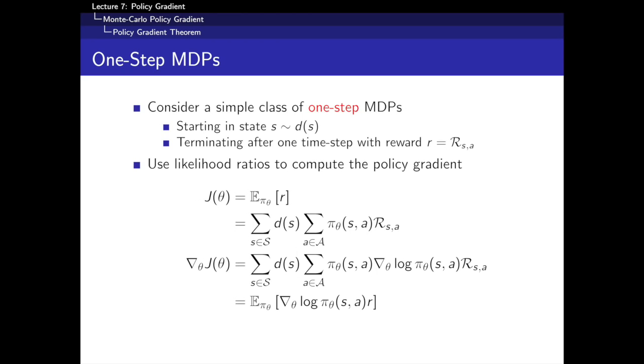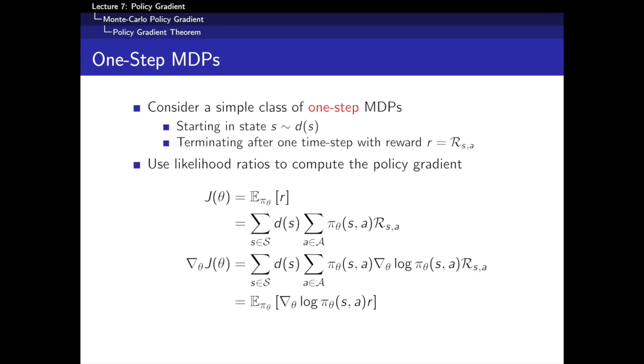Now let's talk about the actual policy gradient, this analytic policy gradient. And to do this, I'm just going to derive it for the simplest possible case, and homework, if you like, could be to extend this to the full MDP case. We'll talk about what it looks like, but I won't derive it for you. And the special case we're going to consider are one-step MDPs.